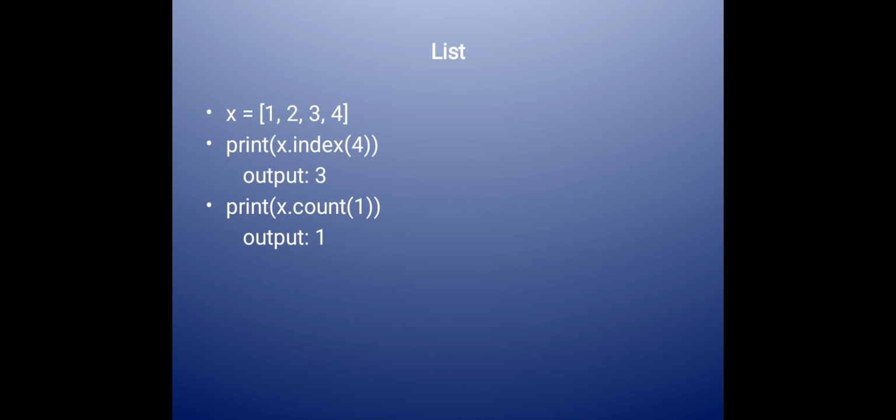Then comes the index function and count function. The index function is used to get the index value of a specified value. That means x is equal to a list of elements 1, 2, 3, 4. So print x dot index 4. Here we are trying to get the index of the value 4. The 4 is at the third index, so the output will be 3. Then print x dot count of 1. Here we are trying to get the number of occurrences of the value 1 in the list. The 1 is only coming once in this list, so the output will be 1.